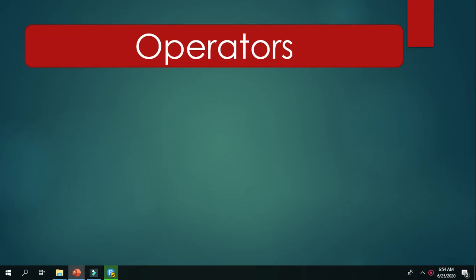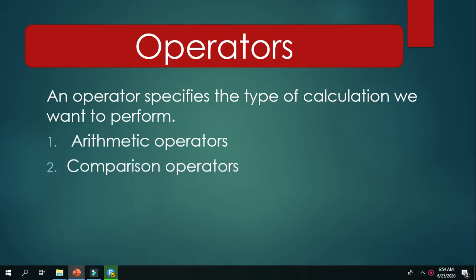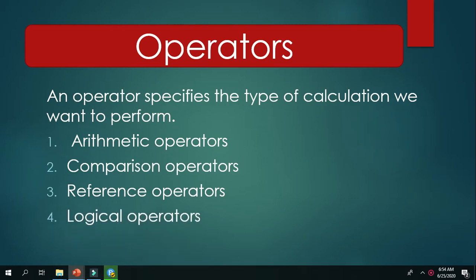Next topic is operators. An operator specifies the type of calculation we want to perform. It means operator states which type of calculation we want to perform on selected data or on selected numbers. So there are four types of operators. First one is arithmetic operators, second is comparison operators, third is reference operators, and the last one is logical operators.